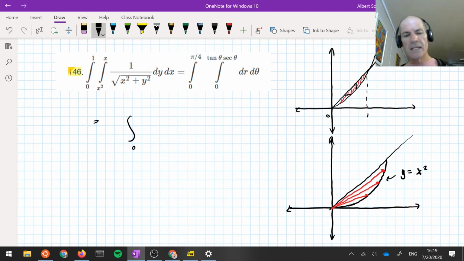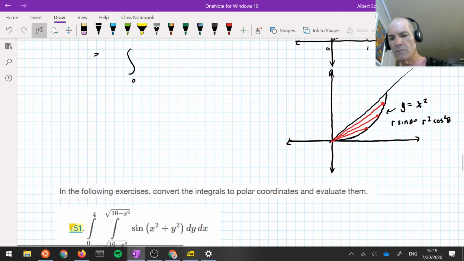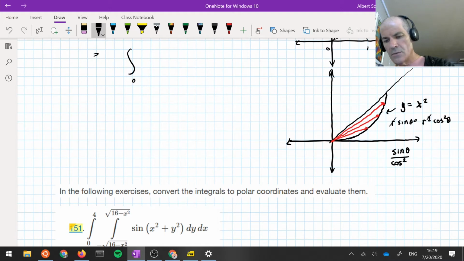But remember, we need to convert this to polar, so this is r sine theta equals r squared cosine squared theta, which we can simplify a bit by canceling one of the r's and dividing both sides by cosine squared. Sine theta over cosine squared theta equals r.